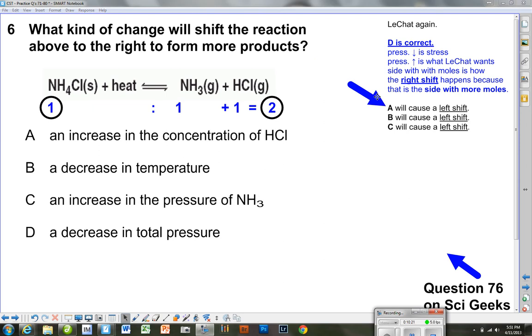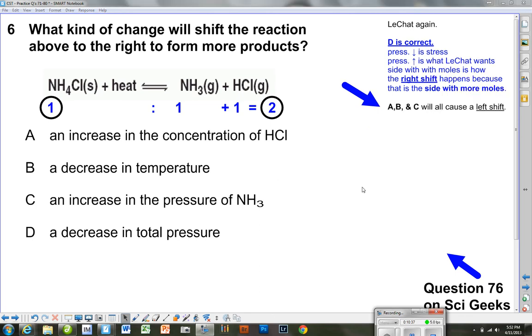So basically, A is going to cause a shift to the left. Go through and try to figure out why that is. B will also cause a shift to the left, and C will cause a shift to the left. So we could just say that all 3 of those would cause left shifts. And so that's the way I rewrote it.